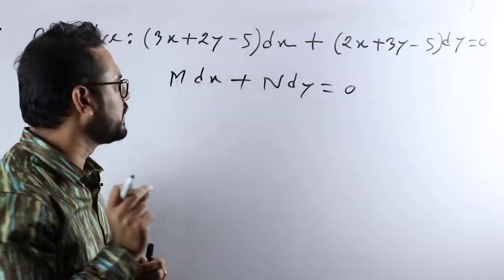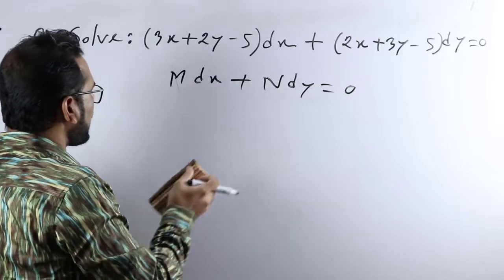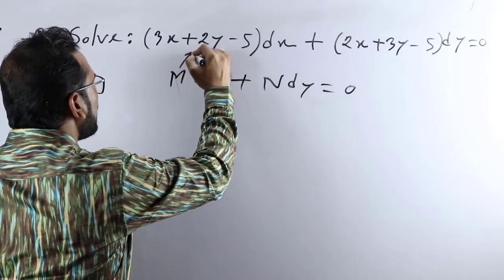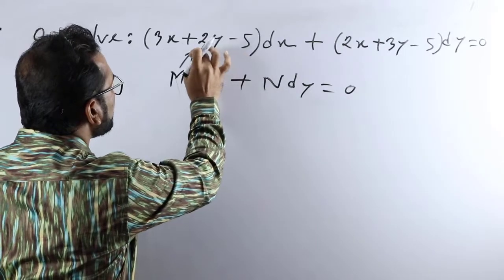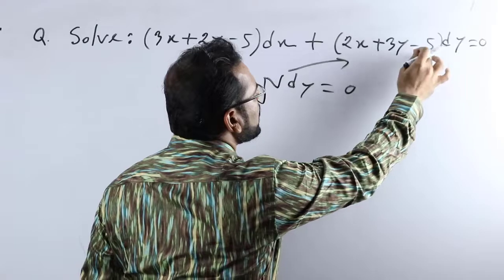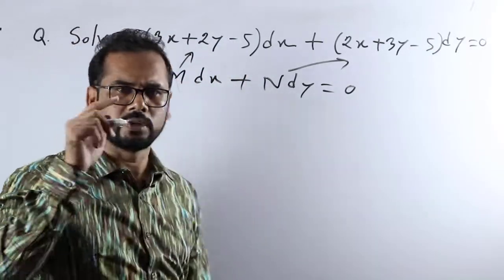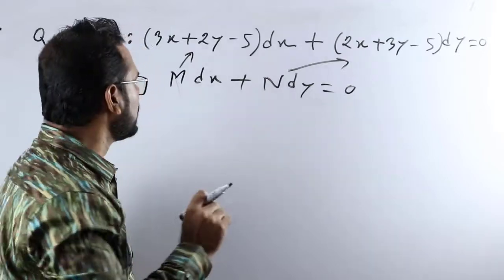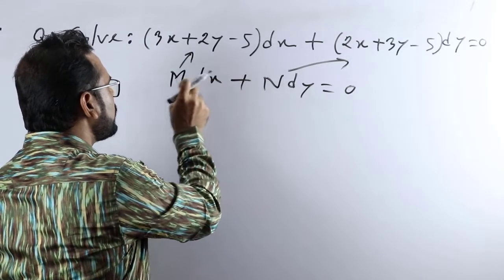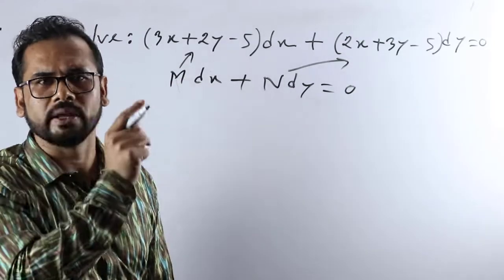Now come to the point. What type of differential equation is this? To justify this differential equation, we have to let M be 3x + 2y - 5 and N be 2x + 3y - 5. After selecting M and N, we have to differentiate them partially. Here M is with the operator dx, so M has to be differentiated with respect to y.